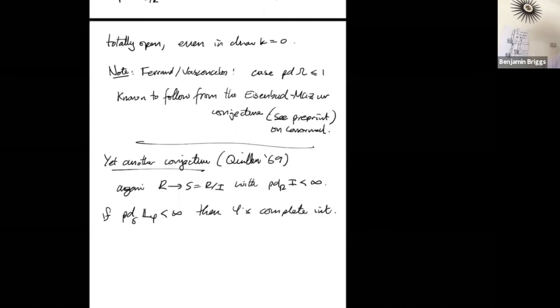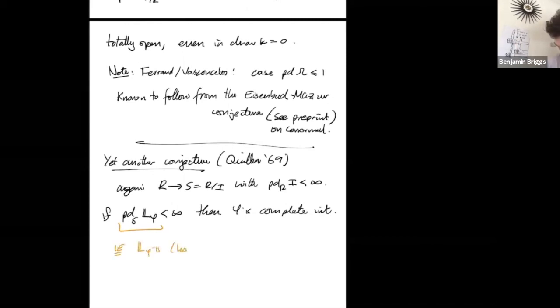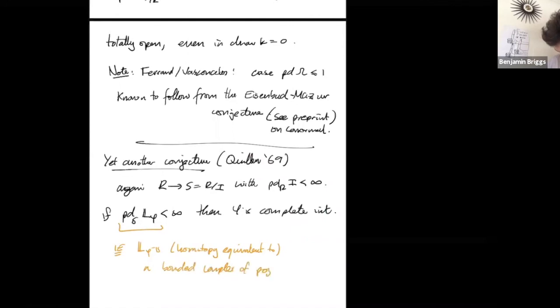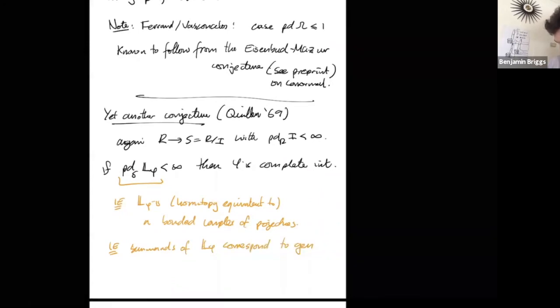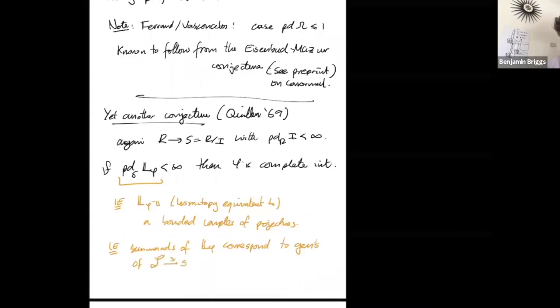Okay, so let me explain what I mean by this. L itself is just a complex of projective S-modules. And when I say its projective dimension is finite, I basically mean that it's bounded, i.e. L is homotopy equivalent to a bounded complex of projectives. And maybe even more precisely, the free summands of rank 1 of these correspond to the generators of this fancy S, this resolution. So what this means, having finite projective dimension, is when you do this resolution, you only need finitely many variables.